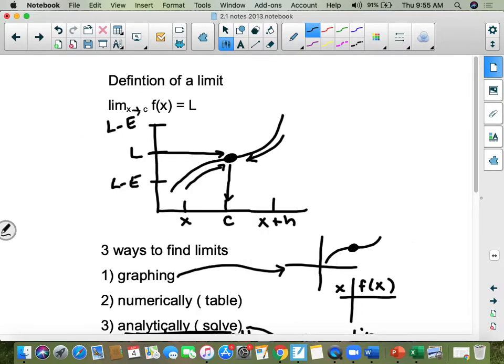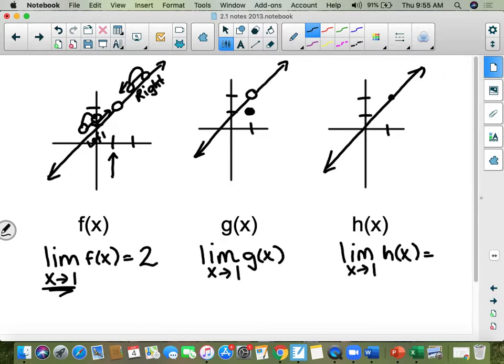So let's go back to this page. L stands for the intended y value. The intended y value. It doesn't have to be there as long as you're getting closer and closer to it. What's the limit as you're approaching 1 from the right, approaching 1 from the left? It's very similar to the last one. This also has an intended y value of 2. And you're approaching it from the right and you're approaching it from the left. The y value is equal to 2.